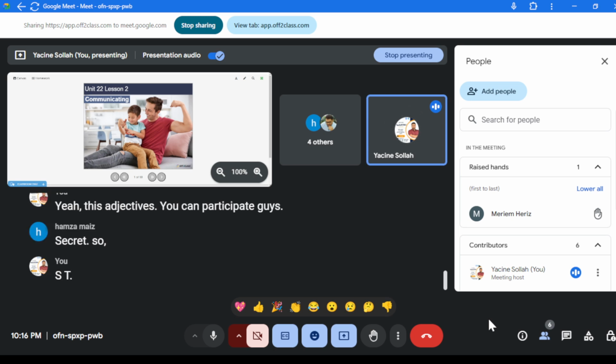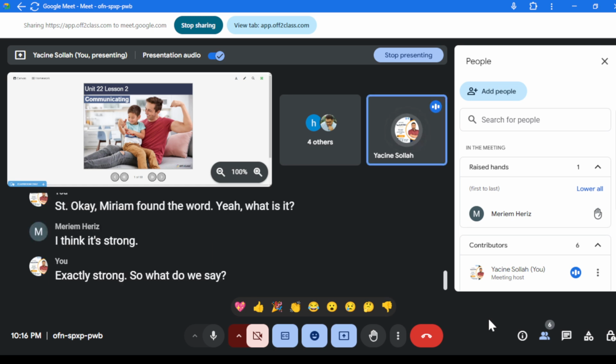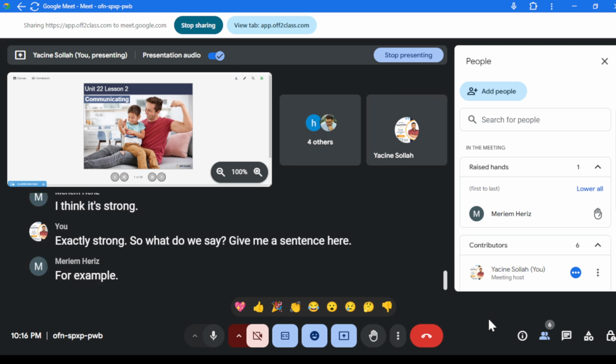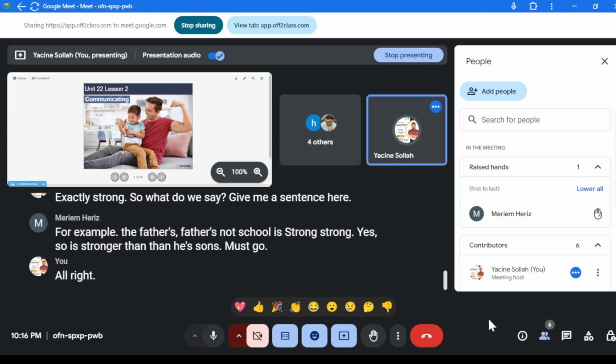Okay, Mariam found the word. What is it? I think it's strong. Exactly, strong. So what do we say? Give me a sentence here. For example, the father's muscle is strong. Strong. Yes. So it is stronger than his son's muscle. All right, that's correct.